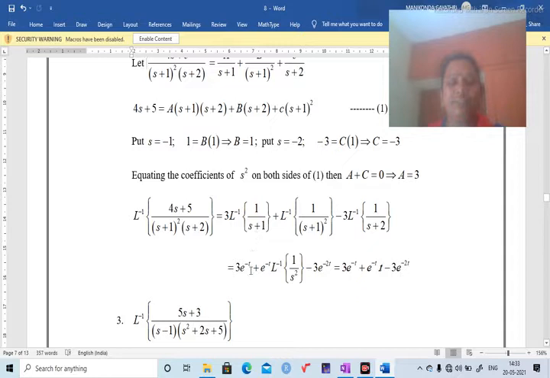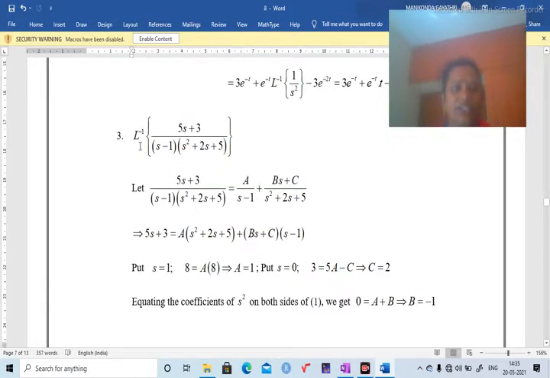Here plus 1 is there, that's why e power minus t. After that, L inverse of 1 by s square, that means n equals 1. So t power 1 by factorial 1, that is t only, minus 3 as it is. Here plus 2 is there, that's why e power minus 2t. So this is the Laplace inverse of the given function.